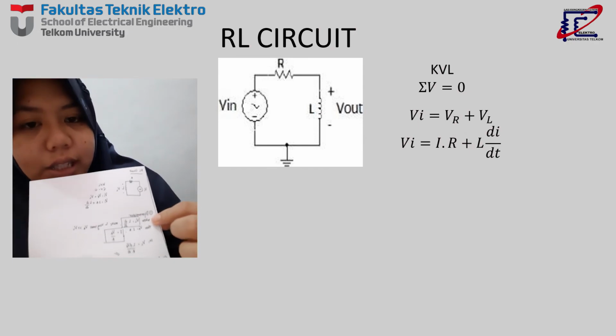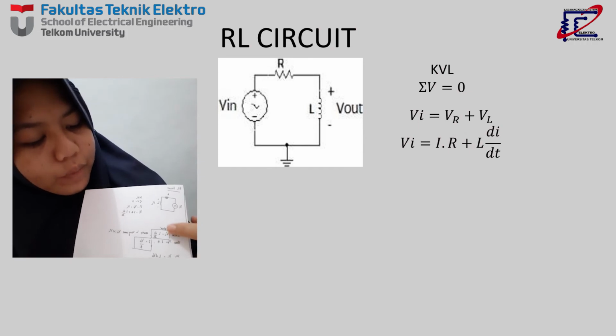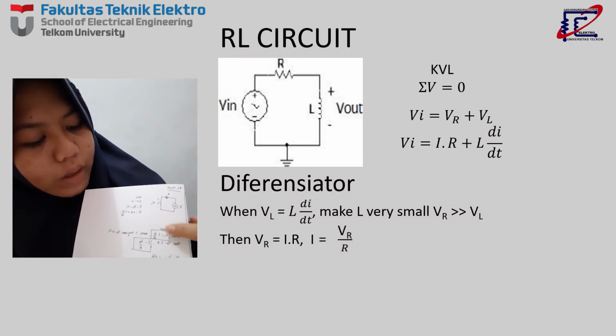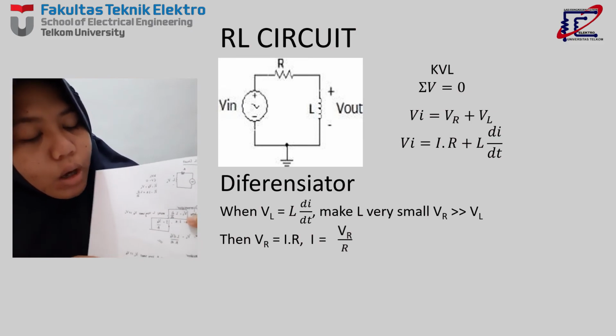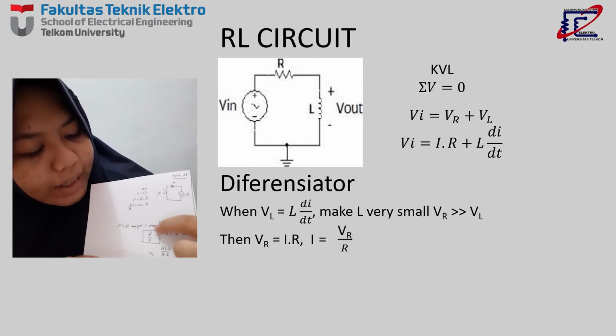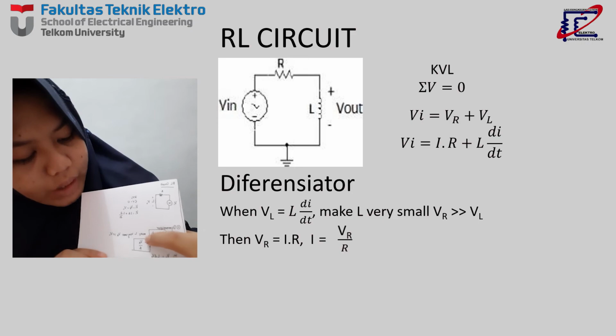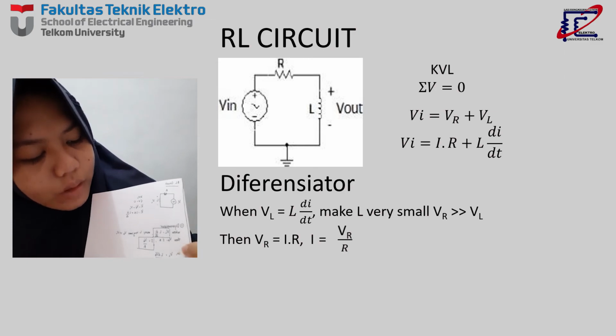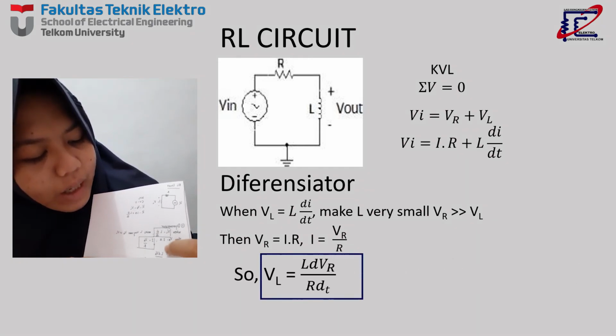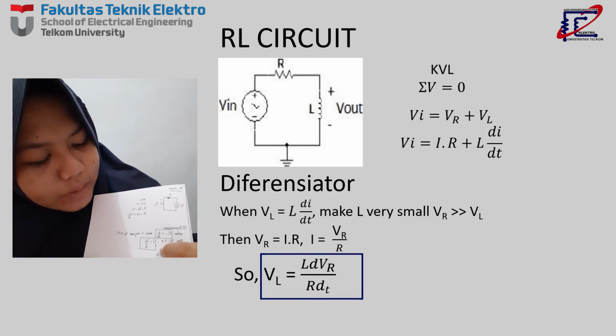The first is the differentiator. When VL equals L times dI per dt, then VR equals I times R. Use Ohm's law to find I: I equals VR per R. So VL equals L times dVR per R times dt.